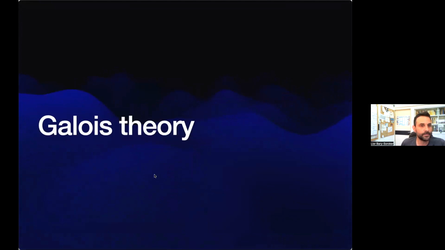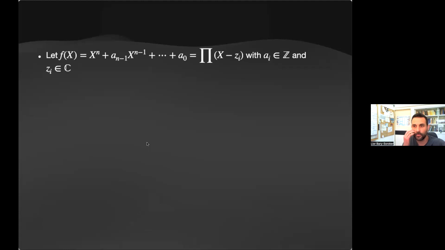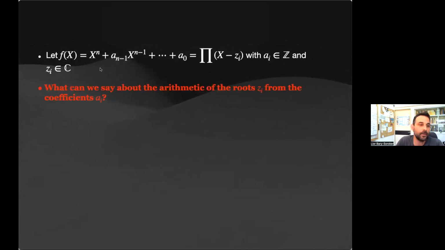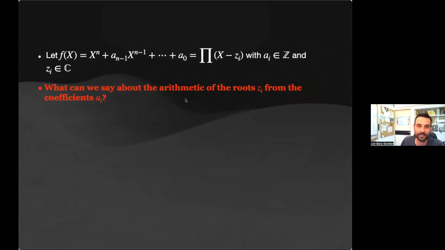So let's start with, first, what is Galois theory? We have this object that is called a polynomial, and in Galois theory we take a polynomial with, let's say, integer coefficients, and we can also write it as a product of (x minus z_i), where the z_i's are the roots, and they are usually complex numbers. And we want to understand the arithmetic of the roots in terms of the coefficients. The coefficients are given, and the roots are some numbers in the complex numbers, and we want to understand what we can say about their arithmetic without actually finding them.